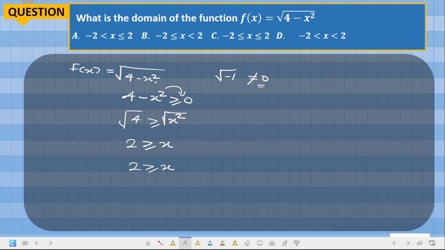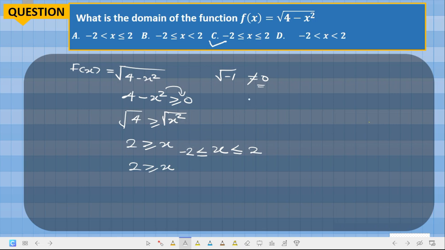Now remember that it is squared here. Okay, so 2 can have negative values. So our correct answer is supposed to be, if 2 is greater than or equal to s, it means that s is less than or equal to 2, and at the same time minus 2 is less than or equal to s. And that would be our answer, and the correct answer is option C.